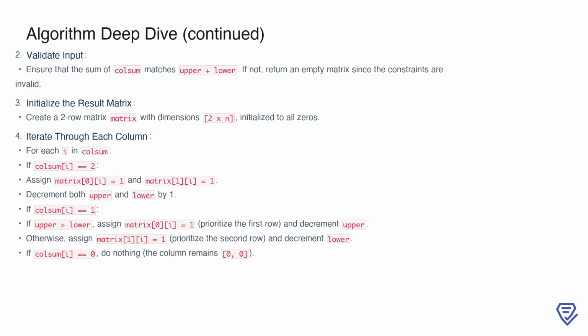If colsum[i] equals 1, we prioritize the row with the larger remaining quota of 1s. If upper is greater than lower, we assign matrix[0][i] equals 1 and decrement upper. Otherwise, we assign matrix[1][i] equals 1 and decrement lower. Finally, if colsum[i] equals 0, the column remains 0, 0, and no changes are made. This iterative process helps construct the matrix step by step while maintaining the constraints.